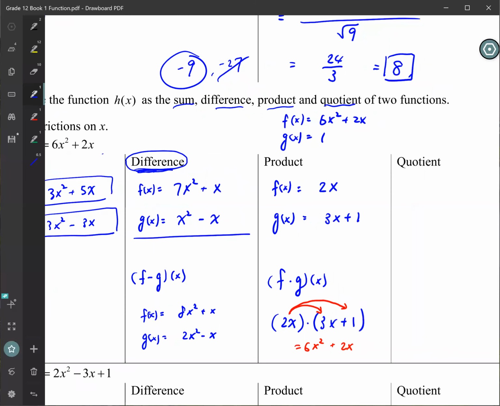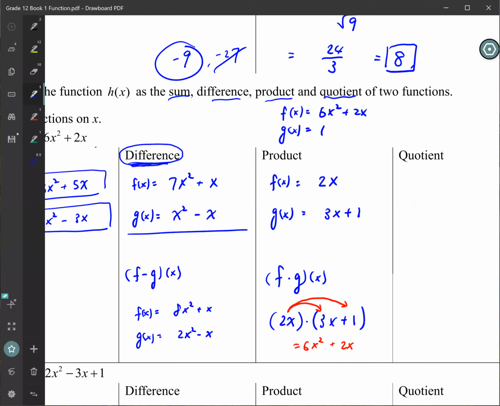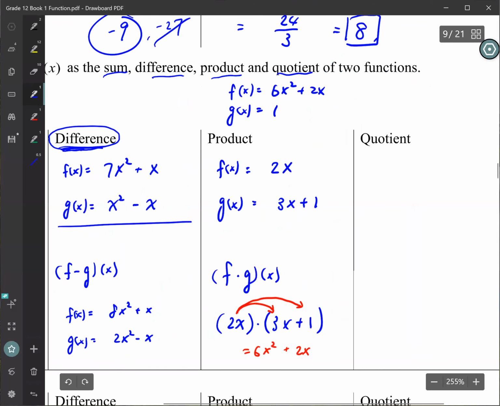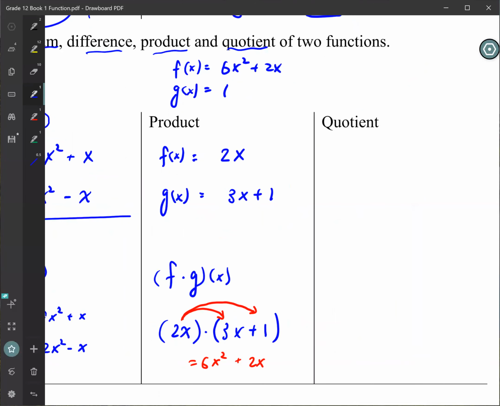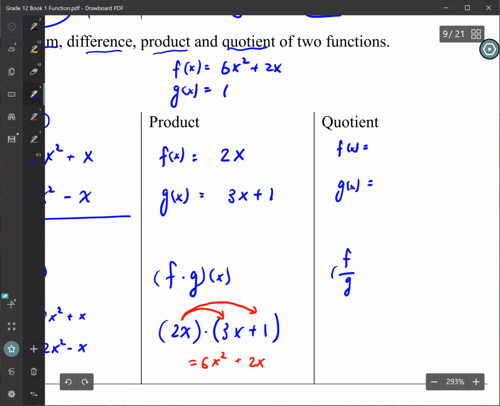All right, let's move on to quotient. Quotient means dividing. Is there anyone else who wants to check if your answer is right, like for product? Okay, and we'll look at quotient. So do not use 1, okay, for quotient. So quotient will do f over g, okay? f divided by g of x.